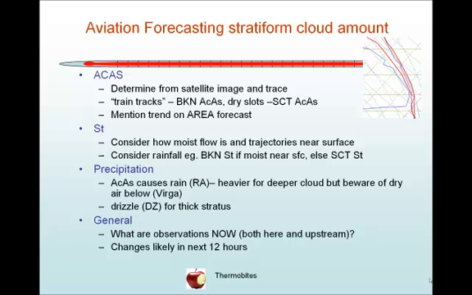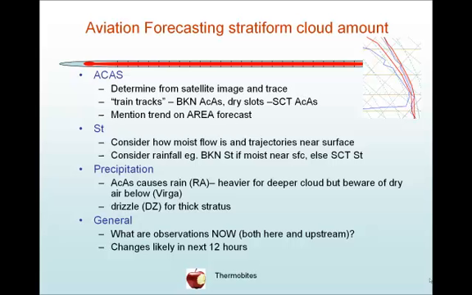If there are dry slots in the trace, that is, there are large departures between the dew point temperature and the temperature, then it might be that you have multiple layers, and they don't always have to coincide. So it might be more likely that you have scattered ACAS.